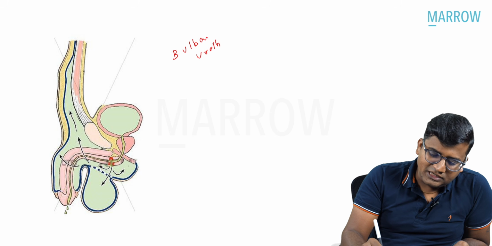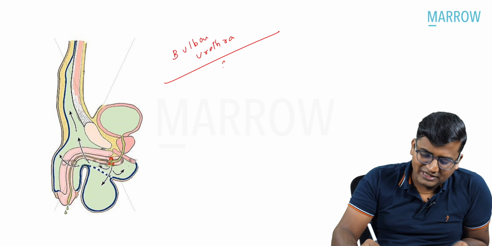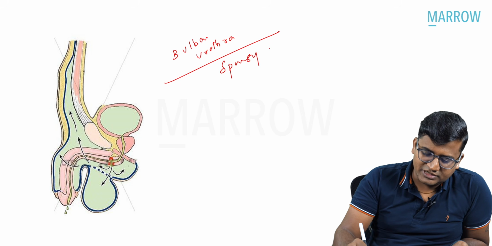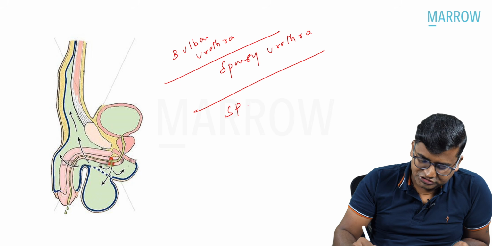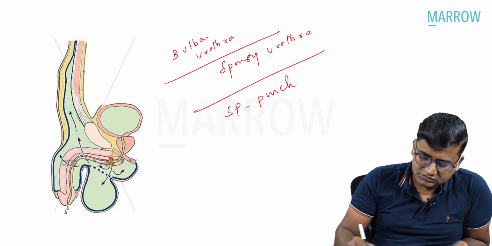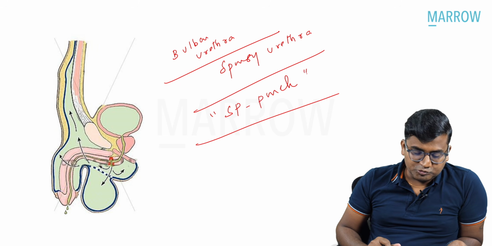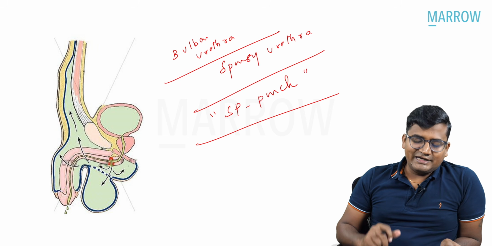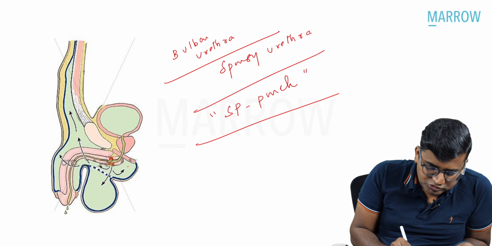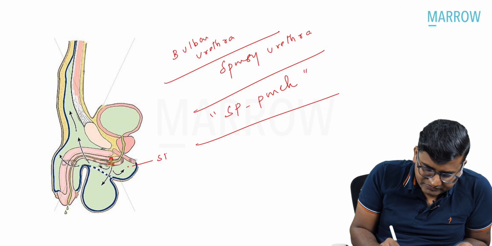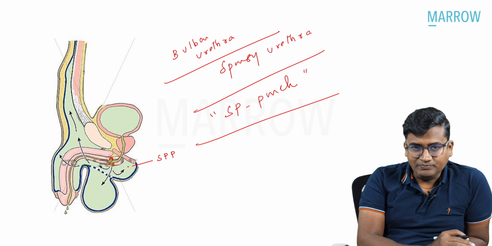Now the bulbar urethra, or the spongy urethra, is a part of the spongy urethra that is present in the superficial perineal pouch. So in the case of rupture of bulbar urethra, the urine and the blood extravasate to the superficial perineal pouch. This is the superficial perineal pouch. Urine will extravasate here.